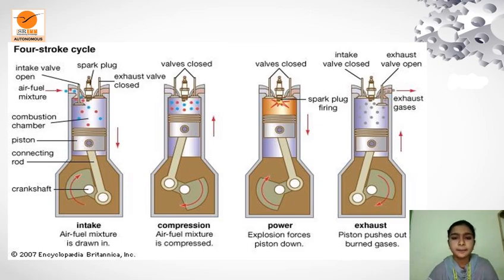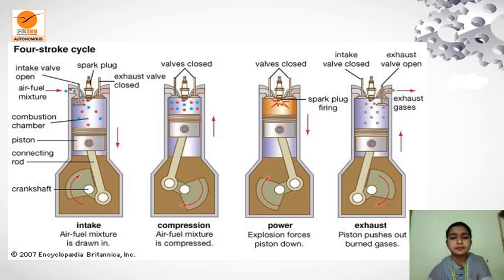Second one is the compression stroke. The air-fuel mixture is compressed. During this stroke, both the inlet and exhaust valves are closed. The piston moves from bottom dead center to top dead center. As the stroke is performed, the charge contained in the cylinder is compressed, so the pressure and temperature are increased, which will increase the pressure at constant volume.